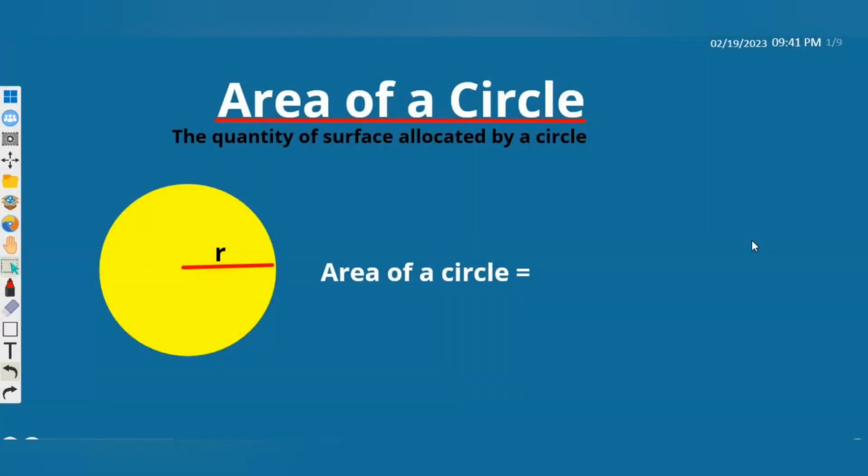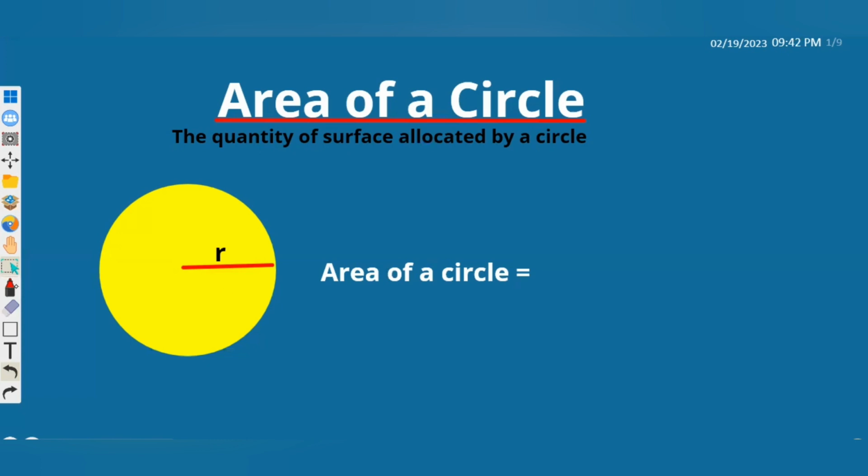Okay, today we are going to discuss the area of a circle. When it comes to the area of a circle, area means the quantity of surface allocated by a particular shape. Now here the shape is a circle. If I consider the quantity of surface allocated by this yellow color, that means the yellow color is a circular shape.